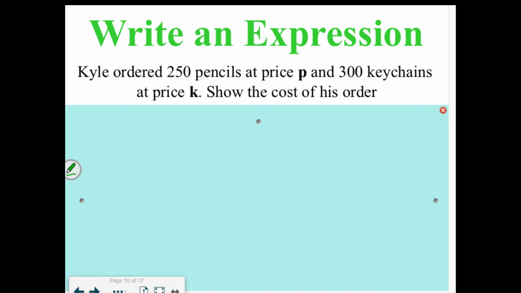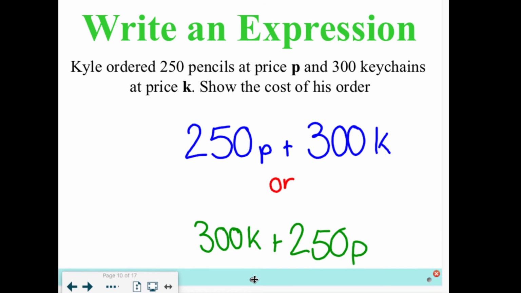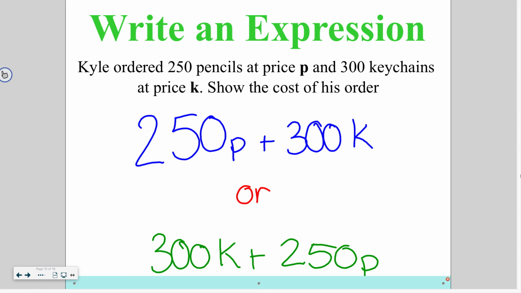So take a moment, read the expression, and try to write out the algebraic version. So there are 2 different ways you could have written this out: 250p plus 300k, or 300k plus 250p. If you have questions about this or anything else from the lesson, please let me know when you get to class.